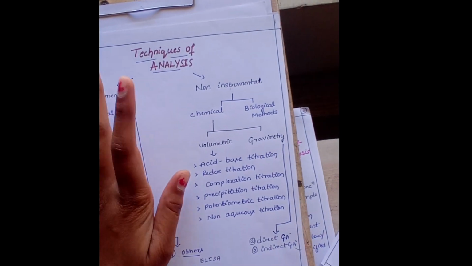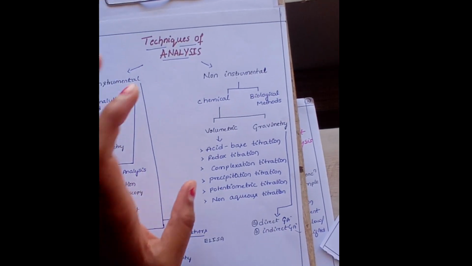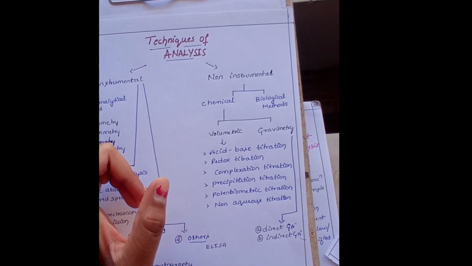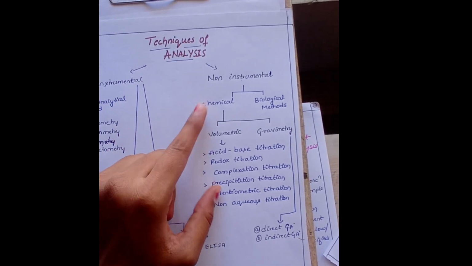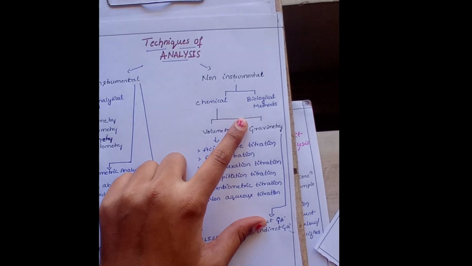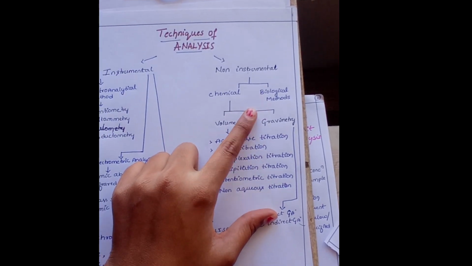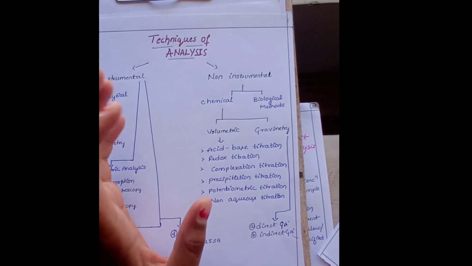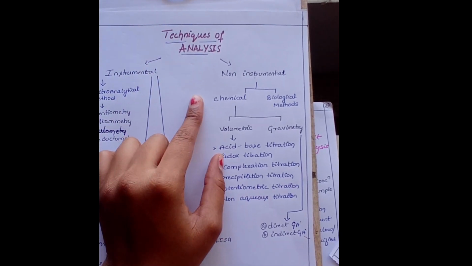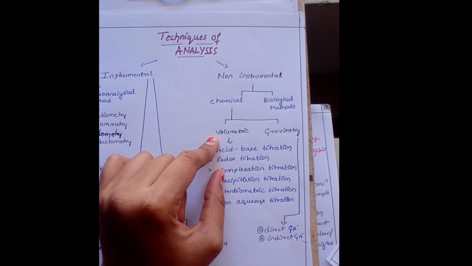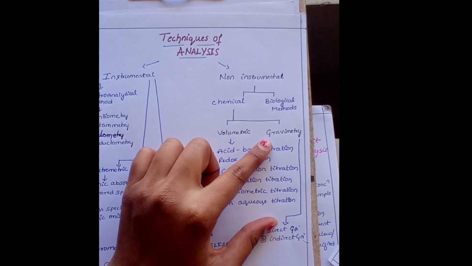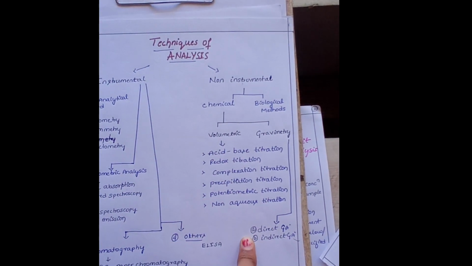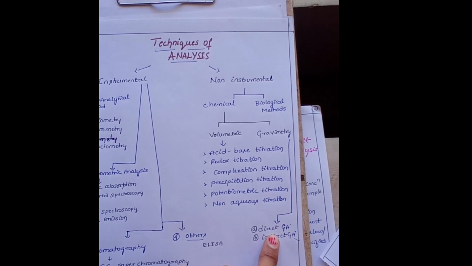Coming to non instrumental analysis, the techniques are also classified into two types, chemical and biological. In biological methods, we involve living organisms like microorganisms for the analysis. Coming to chemical, we have two types, volumetric and gravimetric. Gravimetric analysis is again further divided into direct and indirect.